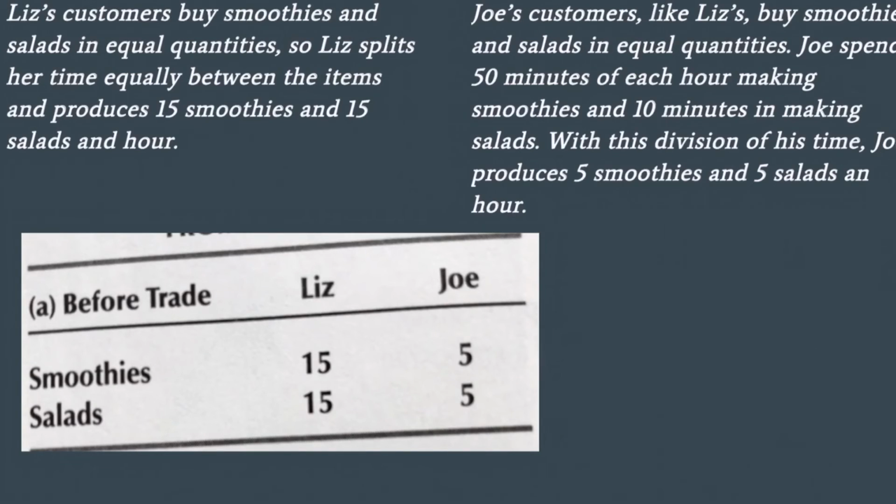So before trade, Liz's customers buy smoothies and salads in equal quantities. So Liz splits her time equally between the items and produces 15 smoothies and 15 salads an hour. And Joe's customers, like Liz's, buy smoothies and salads in equal quantities. Joe spends 50 minutes of each hour making smoothies and 10 minutes making salads. With this division of his time, Joe produces 5 smoothies and 5 salads an hour.